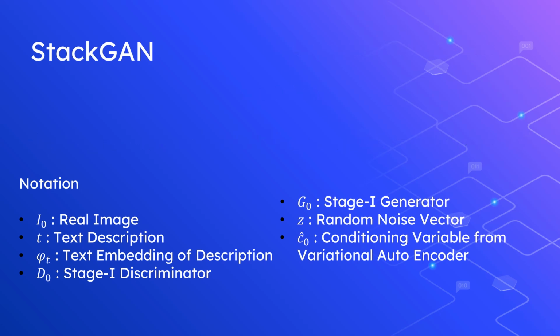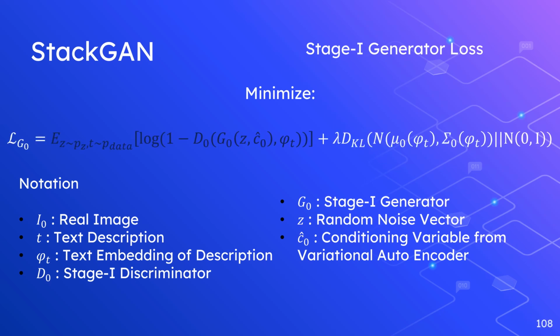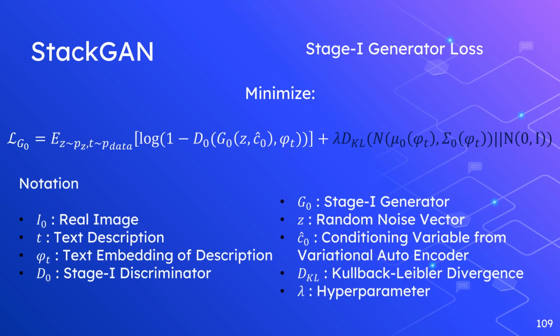Now let's move on to the stage 1 generator loss, which looks like this. The first term checks how well the generator can trick the discriminator into thinking that its images are real. Now the second term is the Kullback-Leibler divergence. The Kullback-Leibler divergence returns the difference between two probability distributions. Having this in the loss function encourages the conditioning augmentation section to produce means near 0 and variances near 1 for the output image. Lambda is a hyperparameter which allows us to control how important the Kullback-Leibler divergence is when training this network.